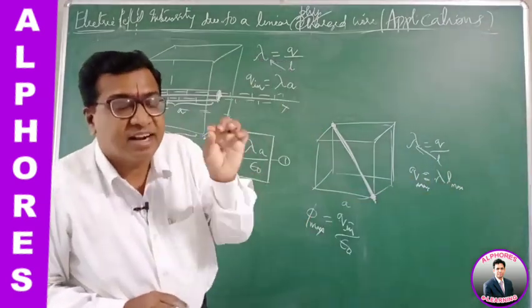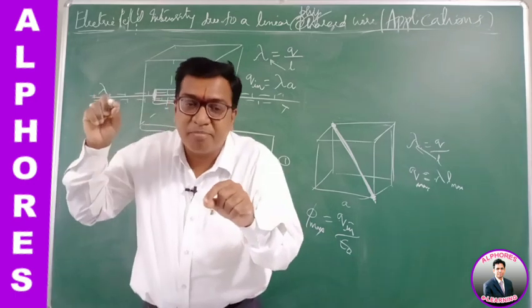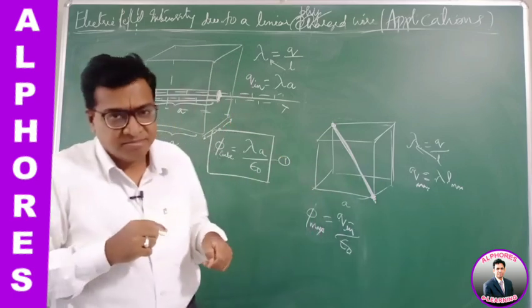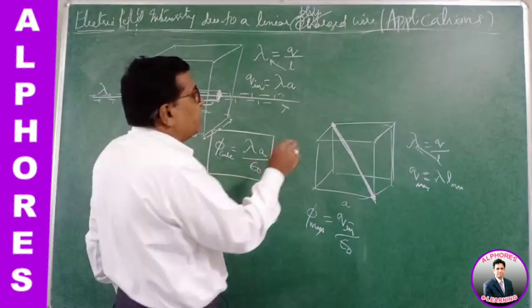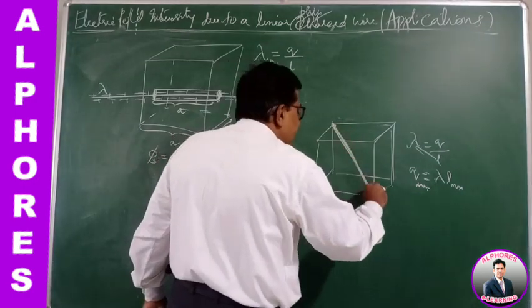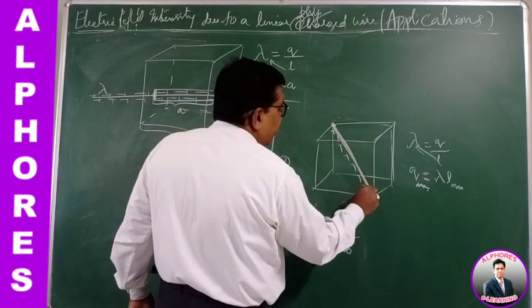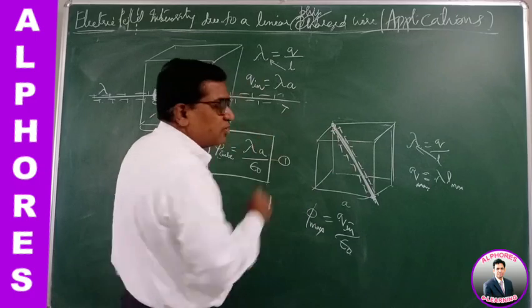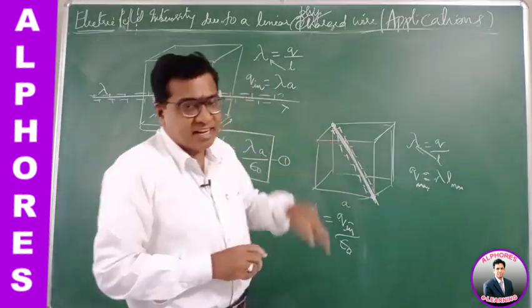The length of the conductor inside the cube will be maximum if the conductor passes from one corner to the opposite corner, along the diagonal of the cube. So if the conductor is along the body diagonal, passing from one corner to the right opposite corner, then the maximum length of the conductor exists.